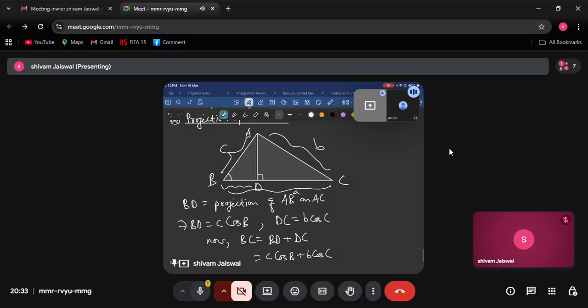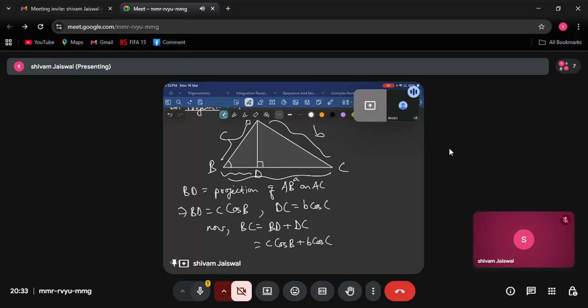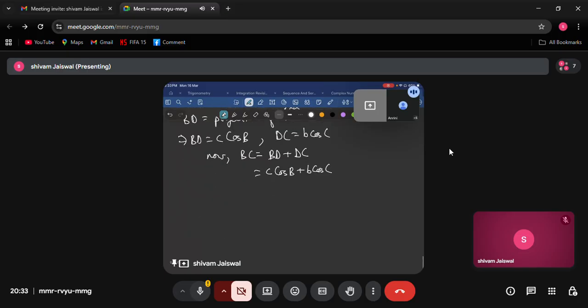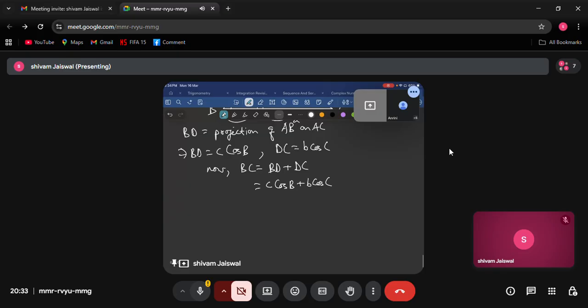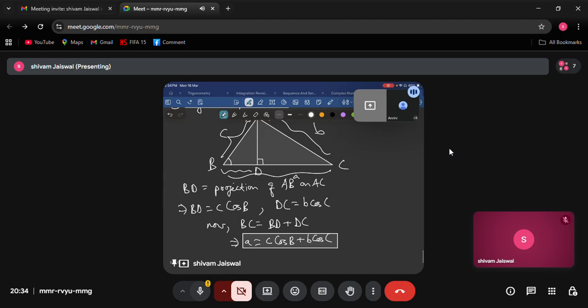Right. BD is equal to C cos B and DC is equal to B cos C. And what is BC? BC is equal to A. So see, A is equal to C cos B plus B cos C. See the symmetry. The side length A is equal to C cos B plus B cos C.